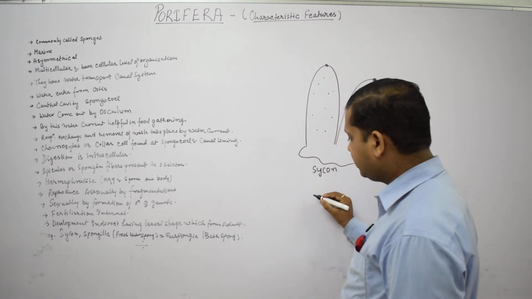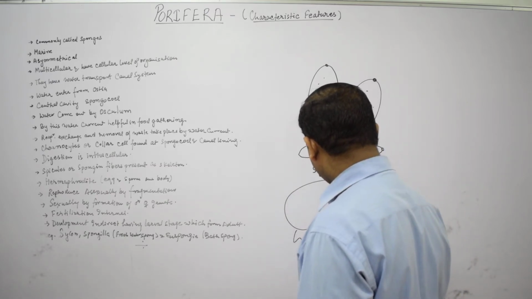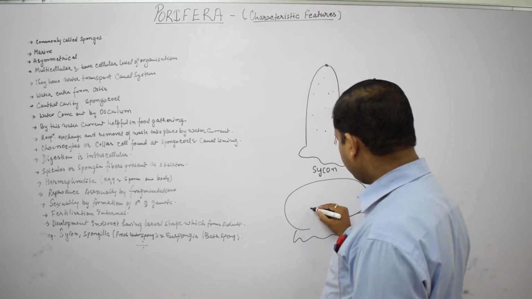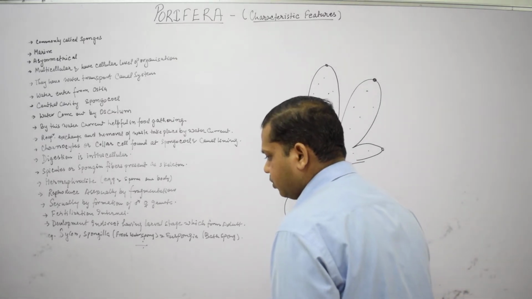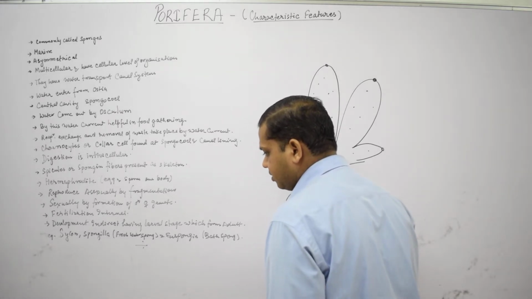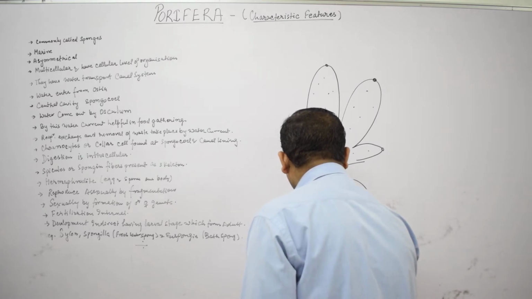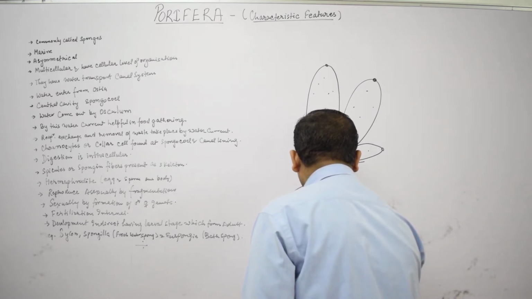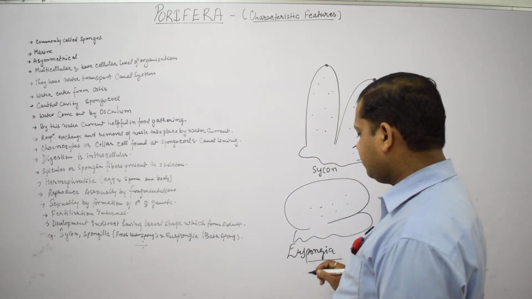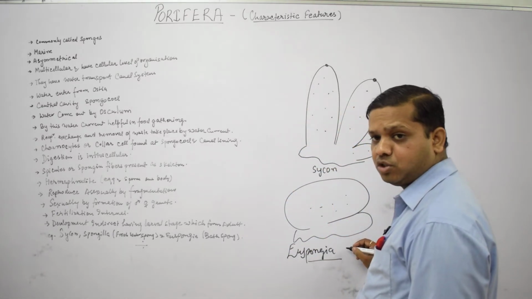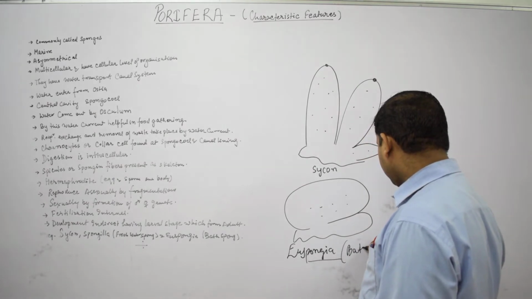Now, when you talk about Euspongia, Euspongia is something like this. This is the diagram of your Euspongia. This is an animal which is Euspongia, and it is also known as bath sponge. Euspongia is also known as bath sponge, it is called bath sponge.